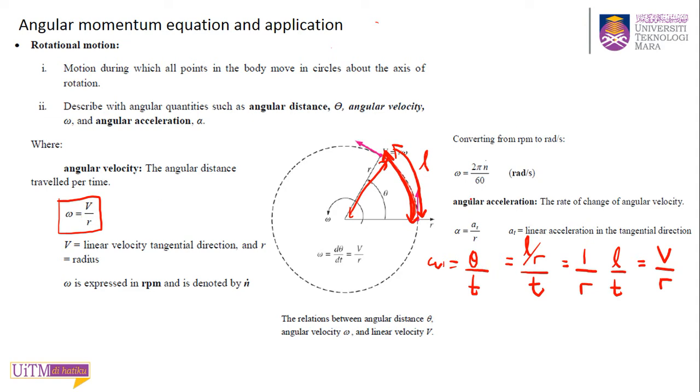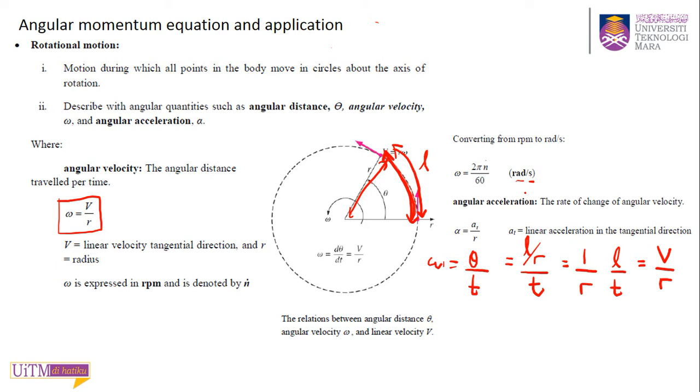Okay. And to convert revolutions per minute, the angular velocity, to radians per second, you just multiply by 2 pi over 60. To change minutes to seconds, you divide by 60, and to convert revolutions to radians, you multiply by 2 pi. So that is angular velocity. And angular acceleration is the same as your acceleration, your rate of change in velocity.